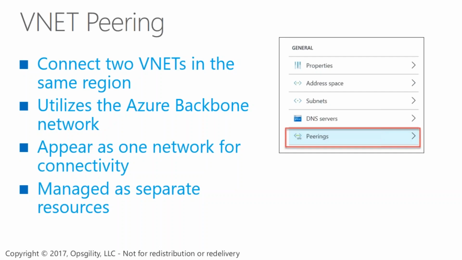So VNet peering is pretty straightforward to do, and I'm going to demo it here for you shortly, but this allows us to connect those 2 VNets in the same region, and it does utilize the Azure backbone, or the Azure private fiber network, to connect those 2 VNets. And really, for all intents and purposes, those VNets appear as a single network connection, although we do still retain both VNets as separate resources that we can manage and grant access to via role-based access control.